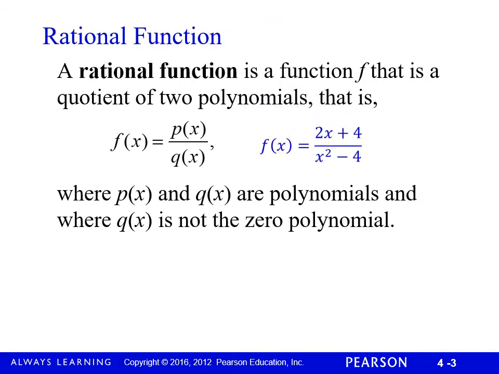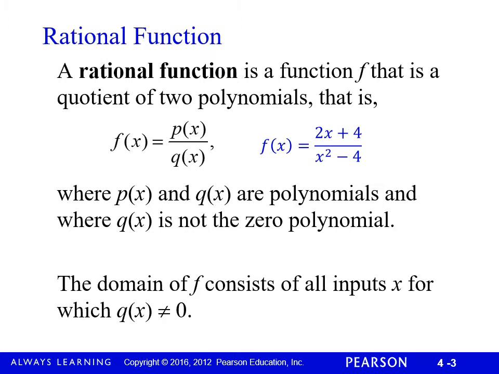So here's an example of a rational function. f of x equals 2x plus 4 over x squared minus 4. Note that you can see that there's a polynomial in the numerator, 2x plus 4, and there's a polynomial in the denominator, x squared minus 4. And we know that with that, the domain of f consists of all inputs for x for which the denominator, q of x, does not equal 0.